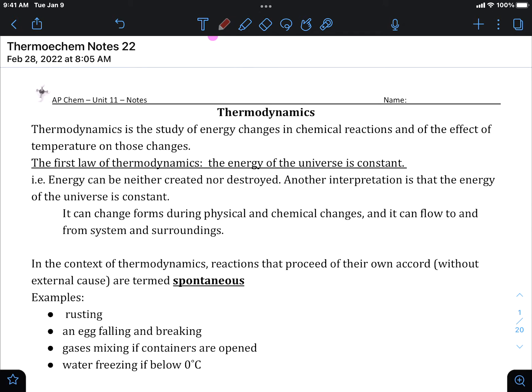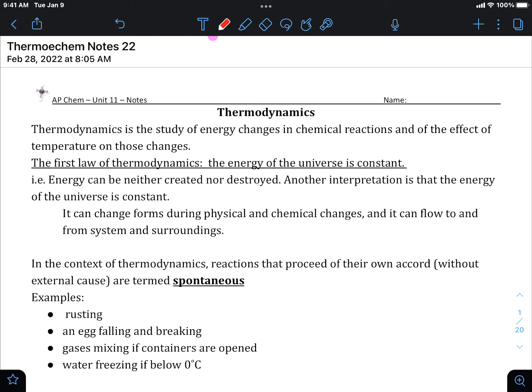First, definition: thermodynamics, the study of energy changes in chemical reactions, and the effect of temperature on those changes. We've mentioned laws of thermodynamics before, right? So the first one, you know this, is that the energy of the universe is constant. The interpretation we've been using here is on a microscale, meaning that energy can be neither created nor destroyed. We've mentioned this before, and this is something you learn in physics as well.